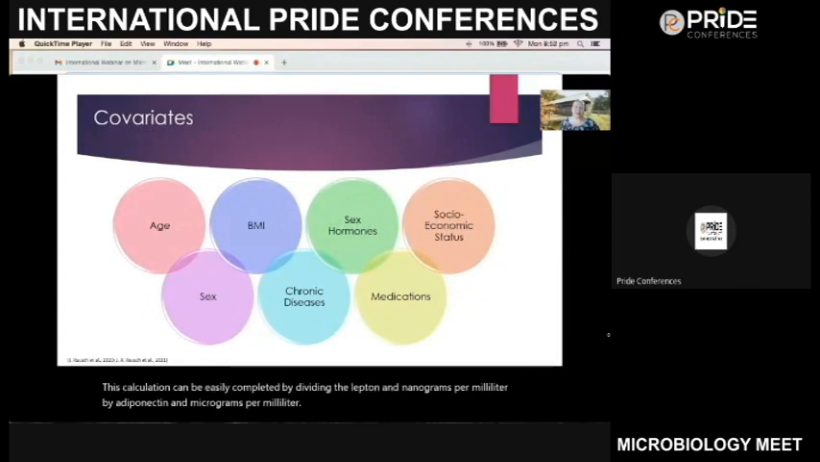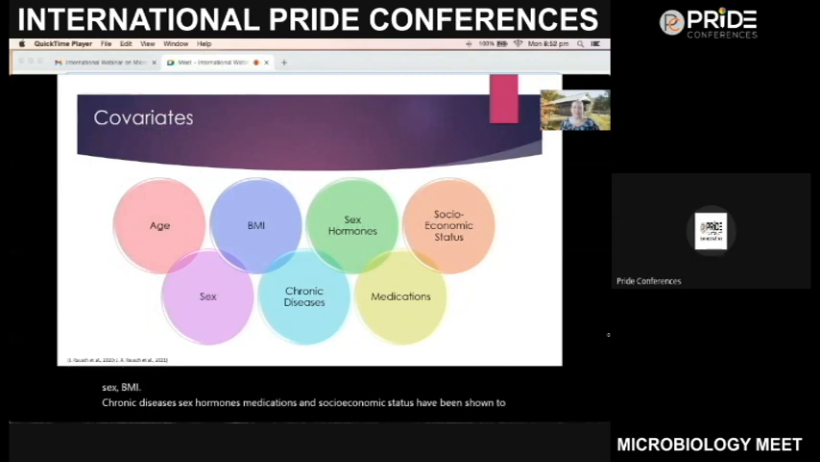It's known that leptin and adiponectin levels are influenced by a variety of factors. The exact mechanisms of these interactions are not well understood at this time. However, factors like age, sex, BMI, chronic diseases, sex hormones, medications, and socioeconomic status have been shown to influence levels of these inflammatory mediators.